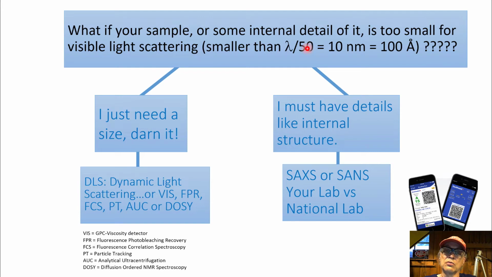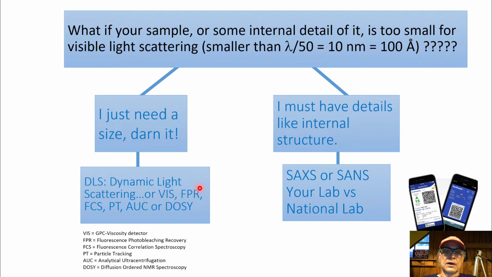So if all you really need is a size, and your material is too small, let's say lambda over 50 or 10 nanometers, if it's 10 nanometers, even 15 or below, it's probably time to really think about one of these other methods. And dynamic light scattering is just one of them.